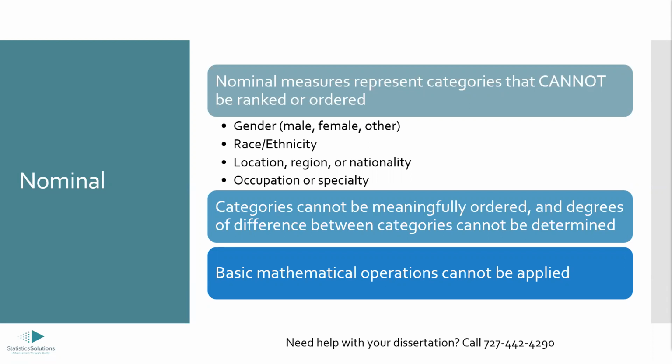And so with nominal data, the categories cannot be meaningfully ordered, and the degrees of difference between the categories cannot be determined, similar to ordinal data. And therefore, we can't apply any sort of mathematical operations to our interpretation of those categories or values associated with those categories.